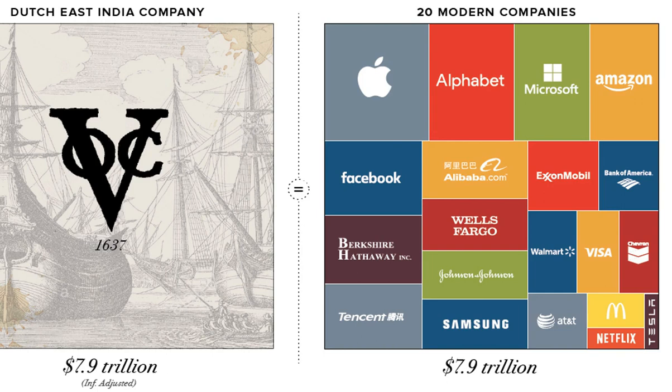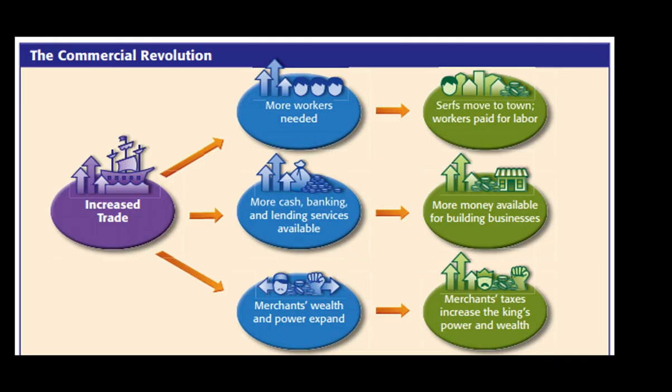Okay, so on the left side, you can see that represents the value of the Dutch East India Company in the 17th century. And on the right, you can see what the equivalent of that would be for 20 modern companies, right? So all the net worth of all those companies, and this graphic is maybe a few years old, but you get the general idea. The worth of all these companies would be equal to the worth of the Dutch East India Company in the 17th century.